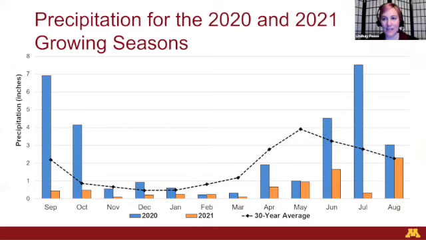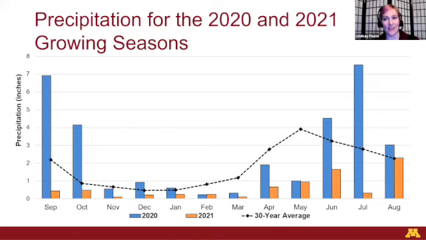To set up the next couple of slides, I wanted to show everybody the difference in rainfall that we had in Crookston, measured at the Research Center, between 2020 and 2021. One thing to orient you to this graph is that I have started the year in September of each year, because that is when we start banking water for the next growing season in Northwest Minnesota.